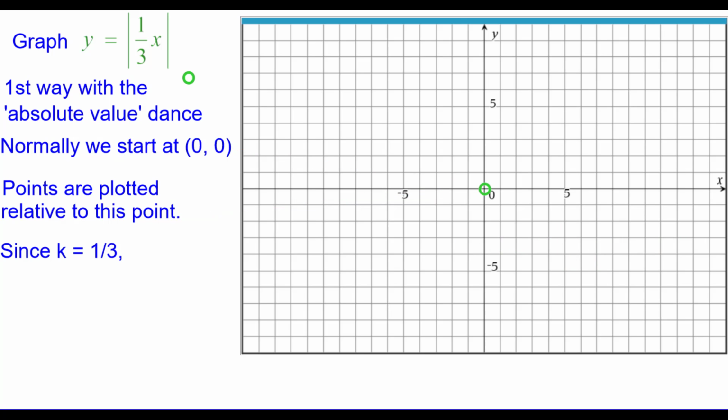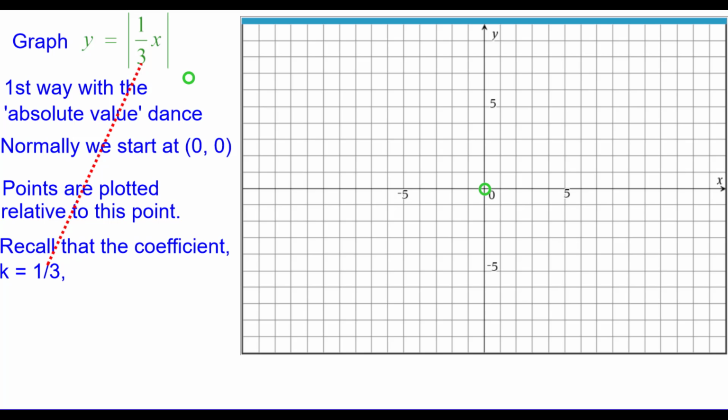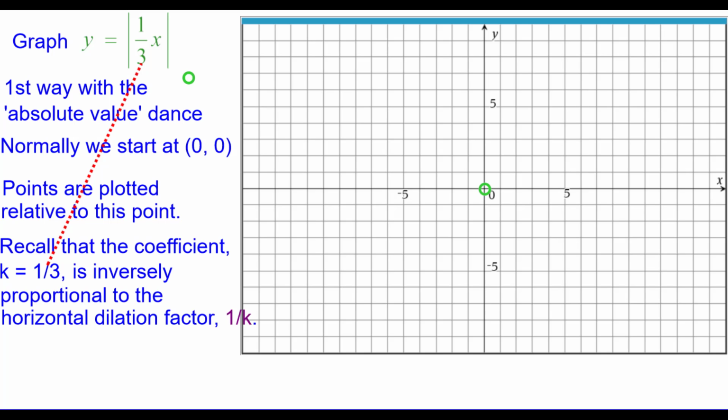Since k equals 1/3, the graph is wider than the parent function, y equals absolute value of x. And also recall that the coefficient, k equals 1/3, is inversely proportional to the horizontal dilation factor, 1 over k, or the reciprocal of k. That is, multiply each x value by the reciprocal of 1/3, which is 3.